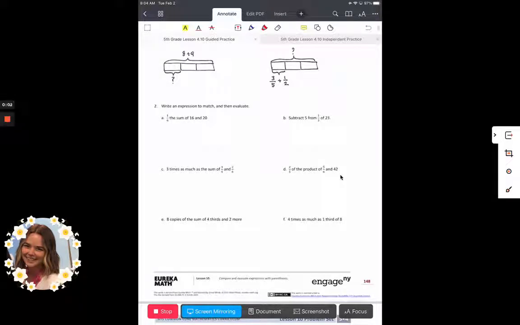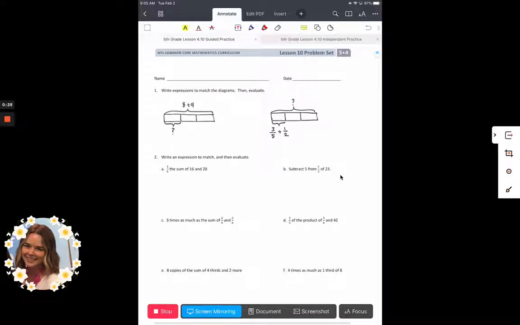Good morning, fifth graders. So today we are going to continue talking about some fractions and fraction operations. And today we are going to talk about comparing and evaluating expressions, or these number sentences, using some parentheses. So this is something that we've talked about a little bit before using whole numbers. Today we're going to look at it with some fractions.